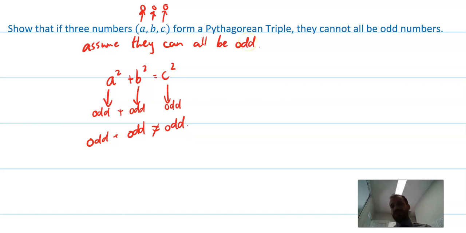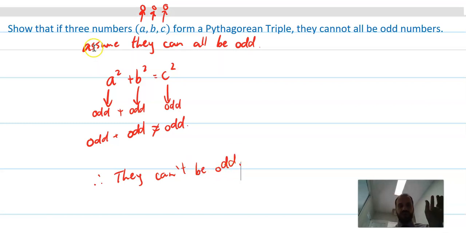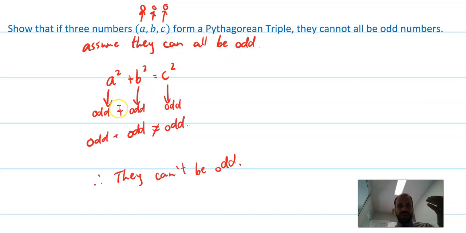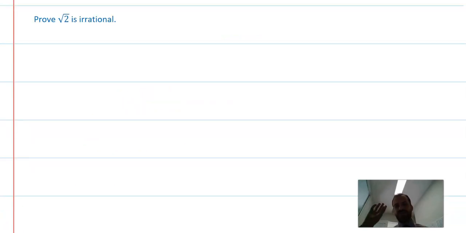They can't all be odd. So therefore, they can't all be odd. We've proved it by contradiction. We assumed they were odd. Then we ended up with mathematical nonsense, so they must not all be odd. This one's the most famous of all proofs by contradictions.